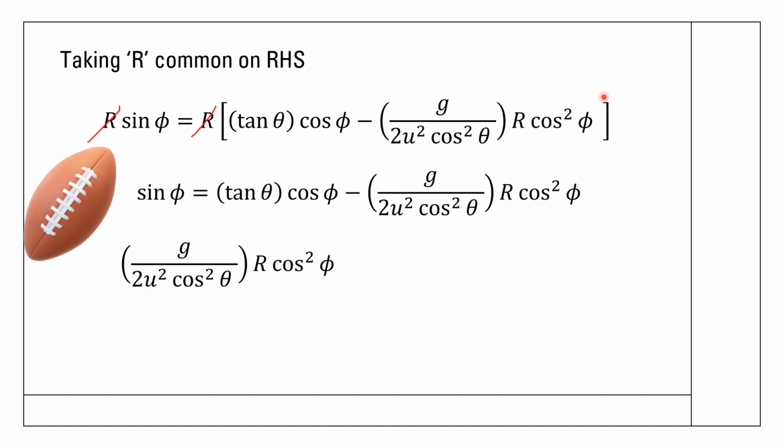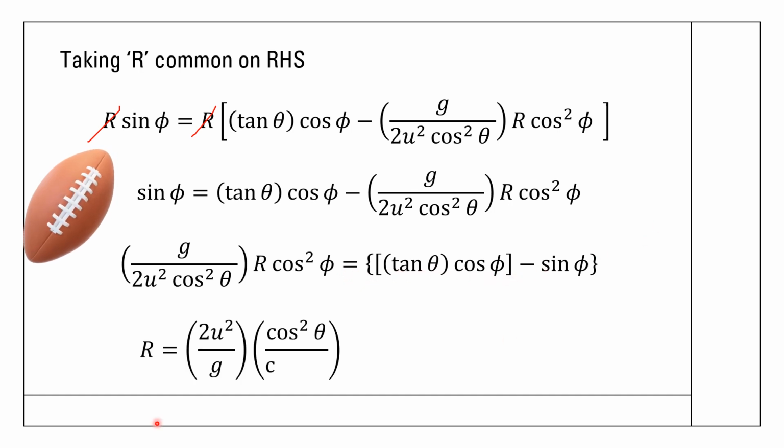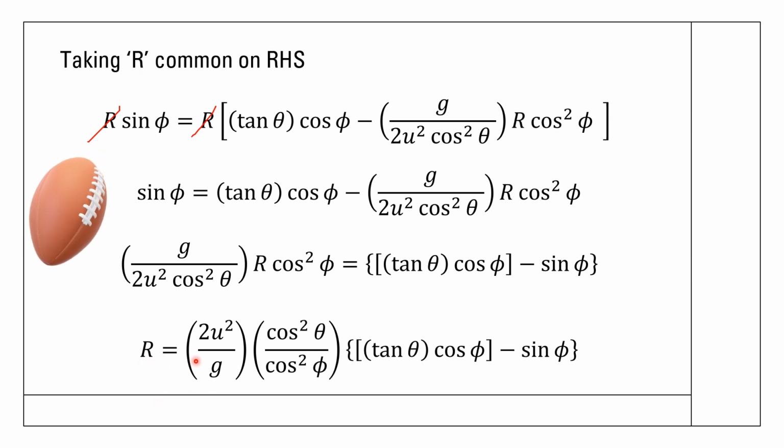Now, as we are interested in the value of r, let us take it to the left hand side. So g upon 2 u square cos square theta multiplied by r cos square phi is equal to tan theta cos phi minus sin phi. Therefore we get r is equal to 2 u square upon g into cos square theta upon cos square phi multiplied by tan theta into cos phi minus sin phi.